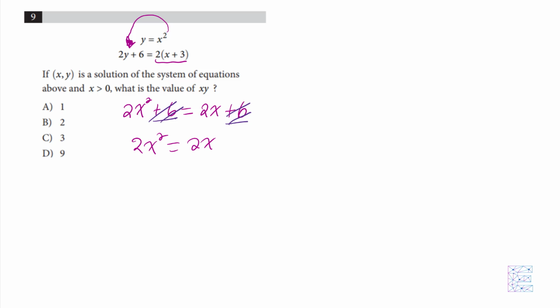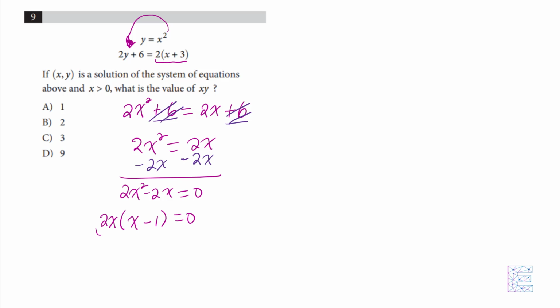Since we're solving, we want to set this equation equal to 0. So we're going to move this 2x to the left side by subtracting 2x from both. And you're going to have 2x to the second minus 2x equals 0. And now we have a nice binomial quadratic here that we can solve for, again by factoring. So we see that they have a 2x in common. We can factor that out. And that leaves us with x minus 1 equals 0.